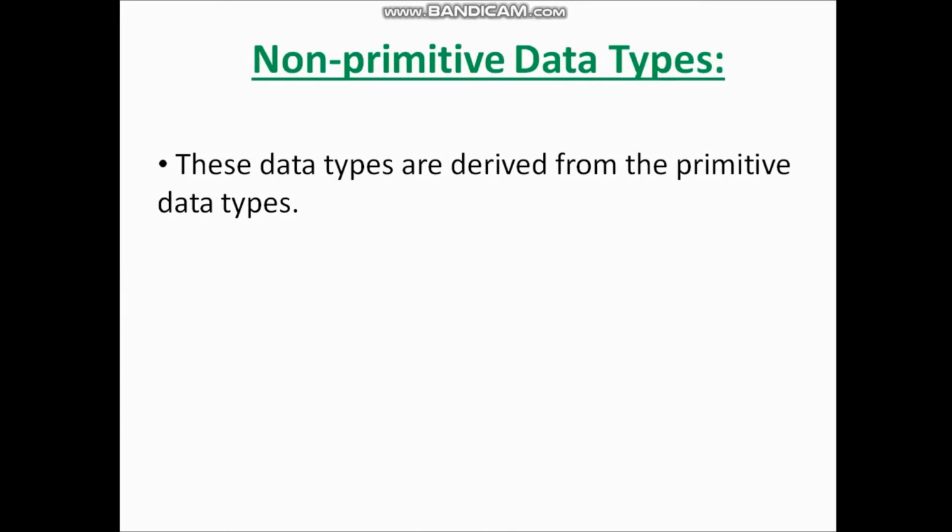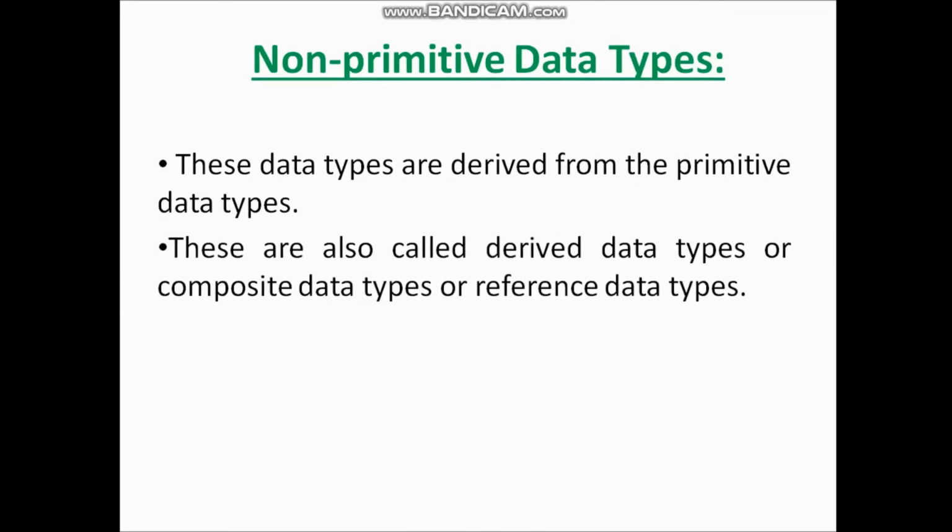Then non-primitive data types. These data types are derived from primitive data types. These are also called derived data types or composite data types or reference data types. For example, class, interface, etc.